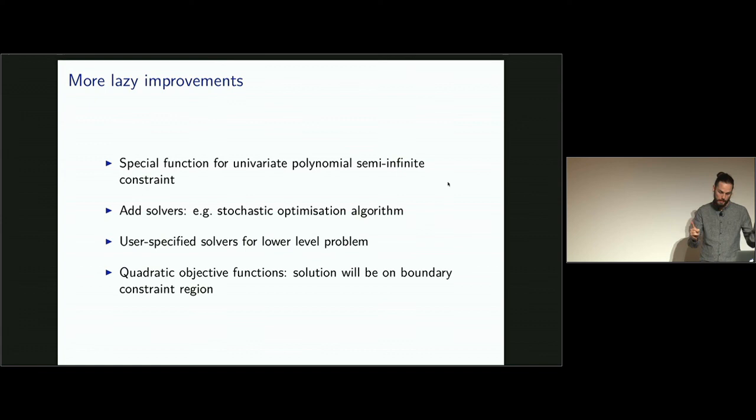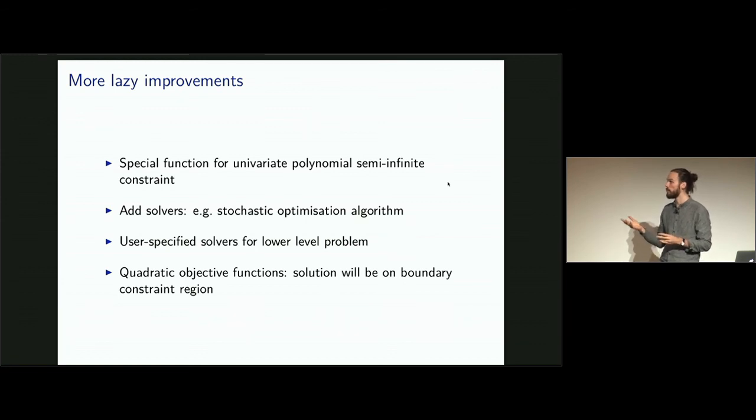So there's a bunch of other lazy improvements that I can do, or we can do if you want to come and help me out with this project. So I still have to add the special function to handle univariate polynomials, because at the moment the lower level problem is just generated dynamically with a call to optim blindly, so it doesn't check if it's convex or concave. So the user needs to make sure that what they're putting into the program makes sense.